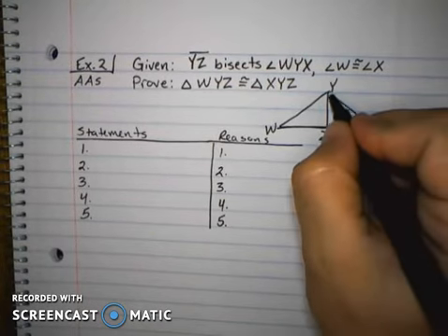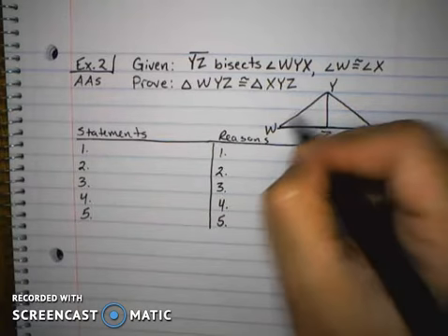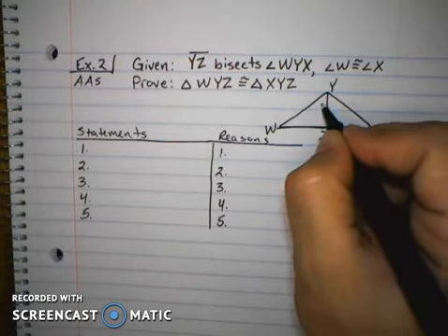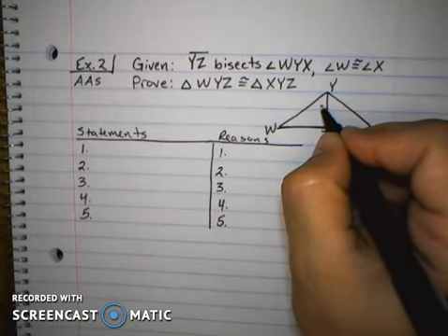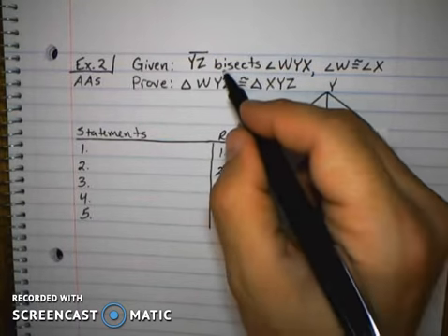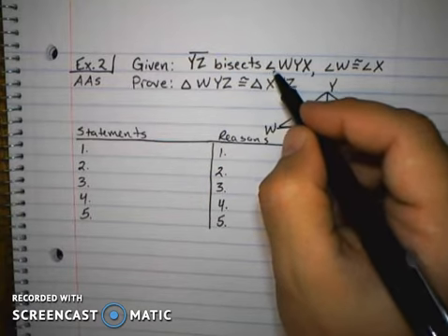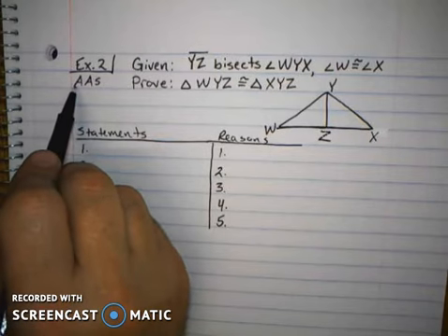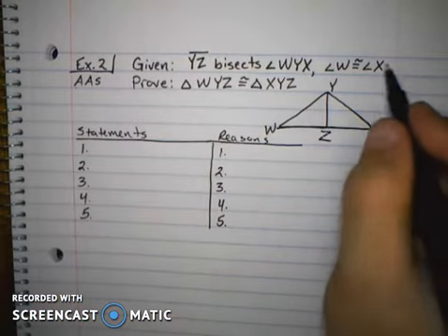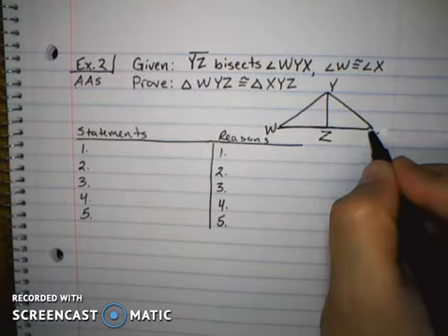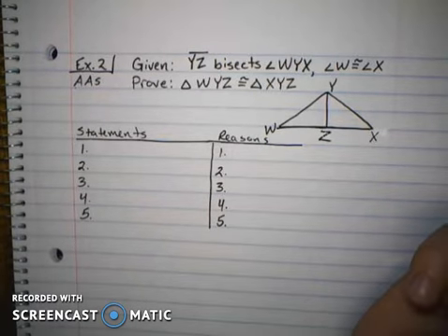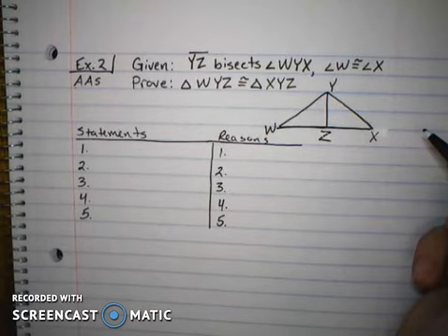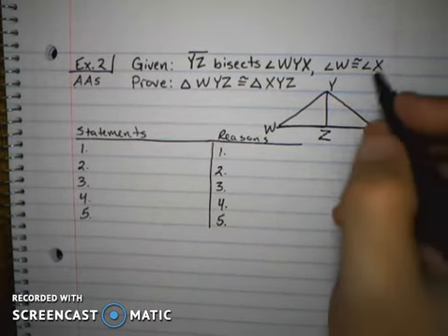We are told that this segment bisects the angle WYX, and that means it divides this angle into two congruent parts. Remember, when it says something bisects an angle, that's telling you that you get two congruent angles. So that is going to be one of the pairs of congruent angles. And we're told that angle W is congruent to angle X. That's another pair of congruent angles. And then we can figure out a pair of congruent sides from the given information also.